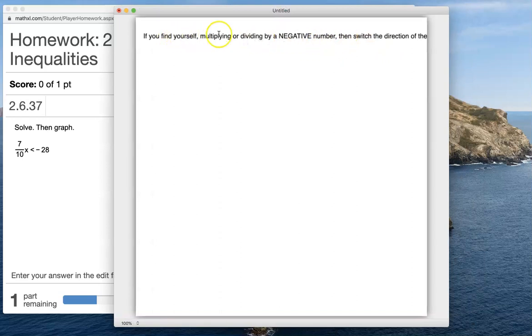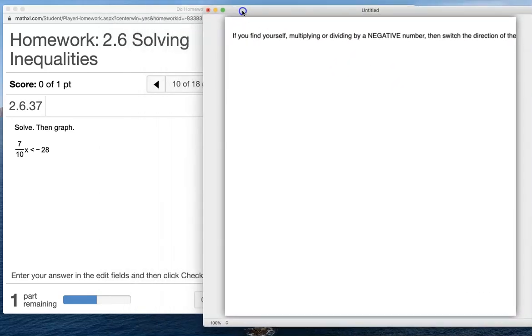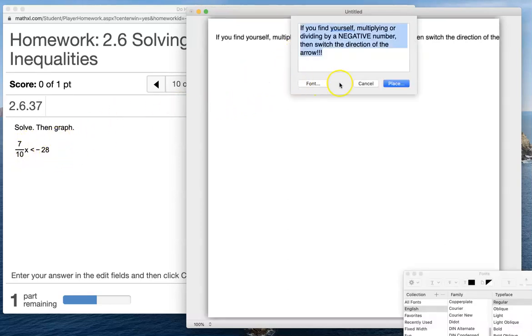If you find yourself multiplying or dividing by a negative number, then switch the direction of the arrow. Pretend you see the arrow over here. I needed a bigger sheet of paper to put that sentence there. So far, when we solved the previous inequalities, we never had to multiply or divide by a negative number. So let's take this one here and see if we have to apply that.